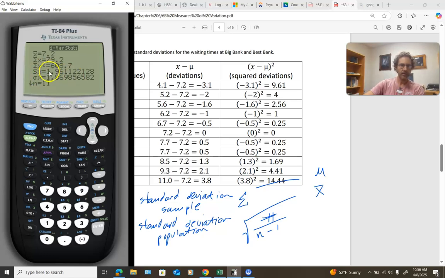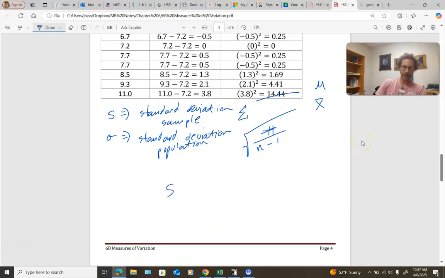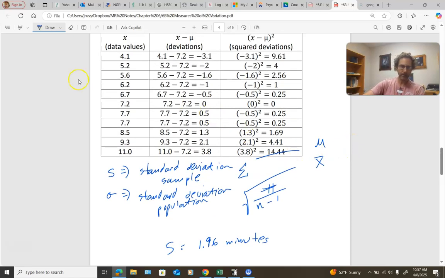But anyway, look at these two numbers, 1.96. So if this is sample data, then the standard deviation is 1.96. I'm going to write this down. S is equal to 1.96, and the unit is the same. It's in minutes. So this means the average variance in wait time for this data at this bank is almost 2 minutes. Okay, and we'll talk more about what that really means, the average variance in wait time. Okay.